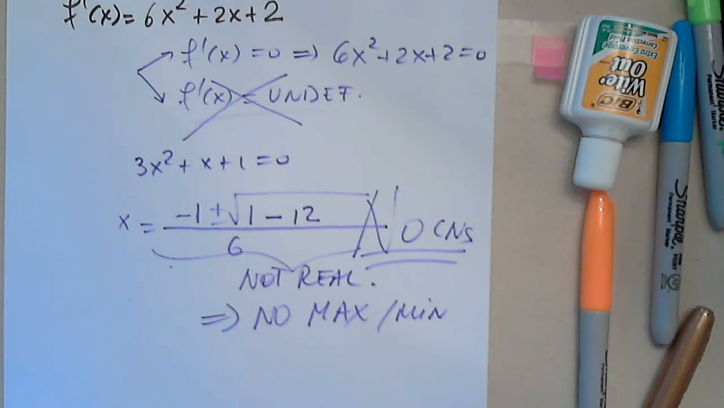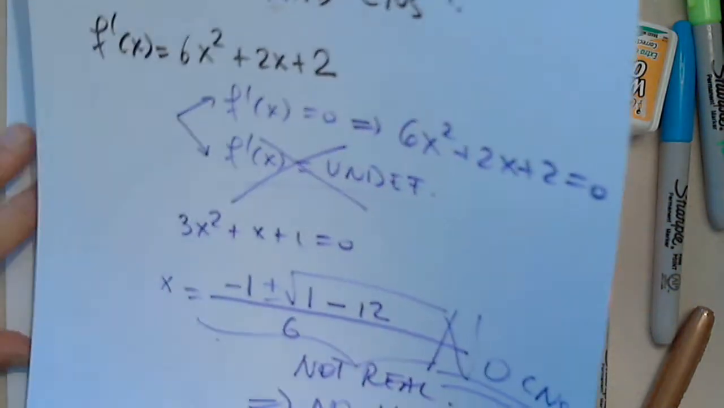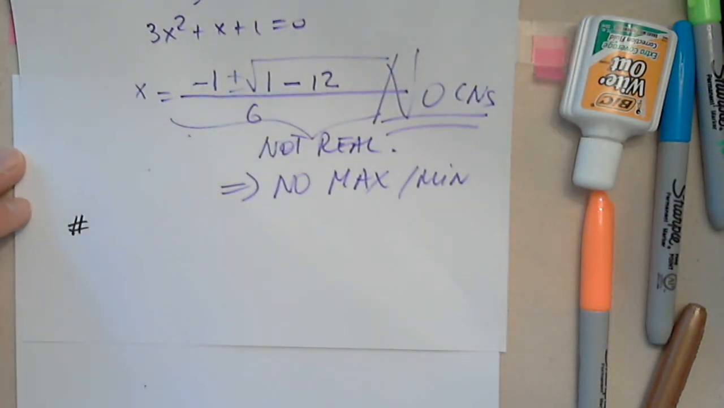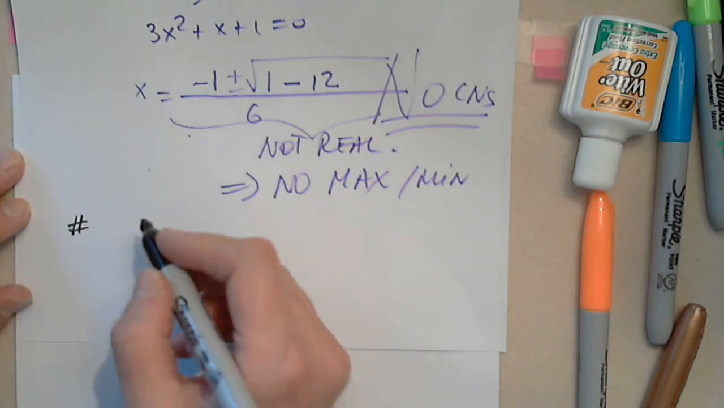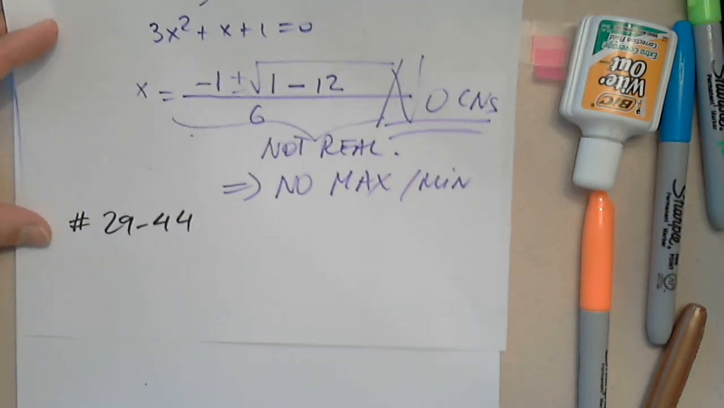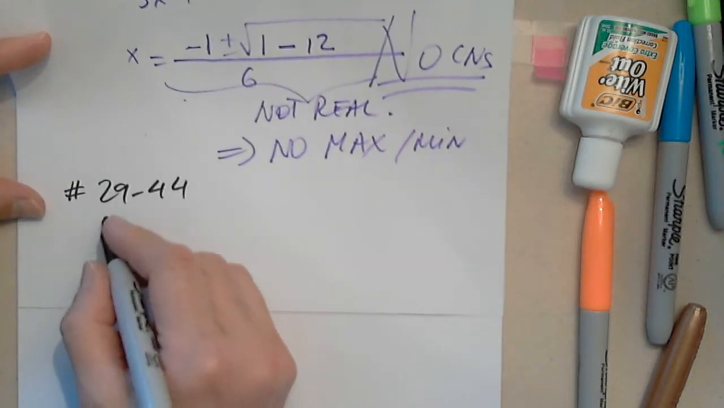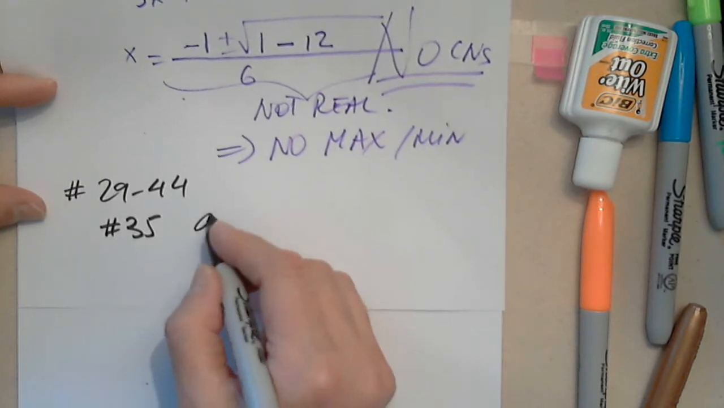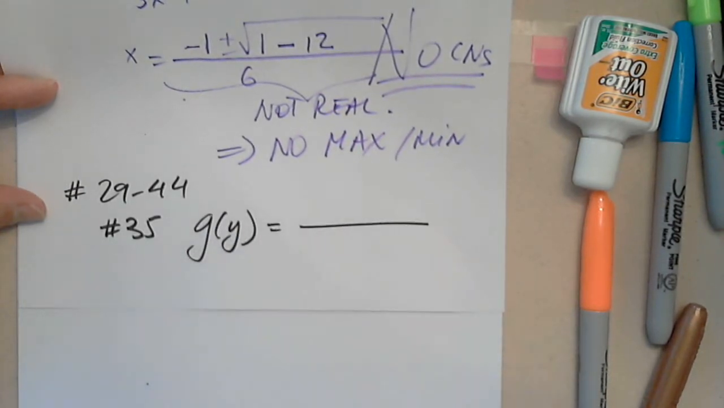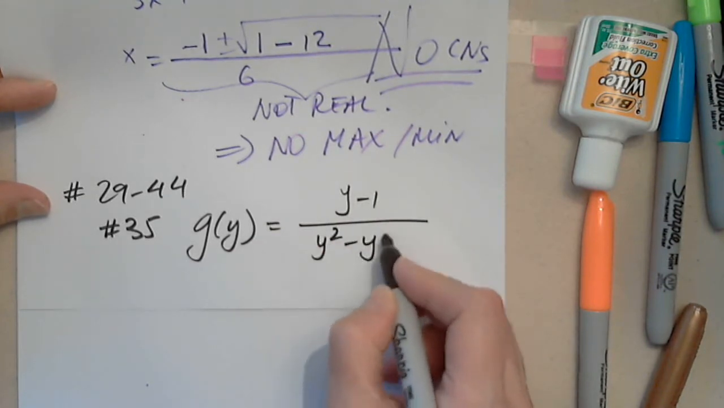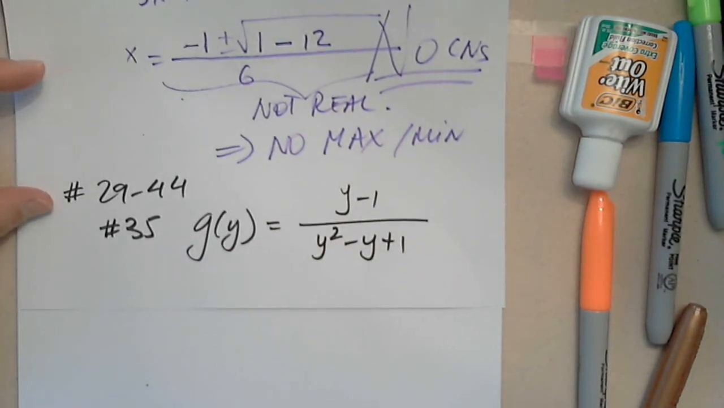Let's continue with a rational function this time. Please pick, if you'd like, problems 29 through 44. Until you choose one, I will choose a rational, 35. So we are given g of y equals y minus 1 over y squared minus y plus 1. Okay.